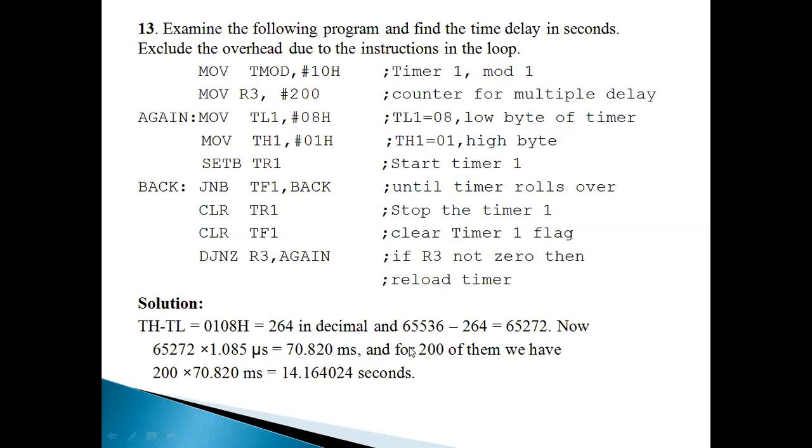Because here you have the counter as 200, this set of instructions will be repeated 200 times. Therefore, we have to multiply it by 200. This 70.820 milliseconds is the time taken for executing the delay operation once. Since the delay is repeated 200 times, we multiply it by 200, and the answer we get is 14.164024 seconds.